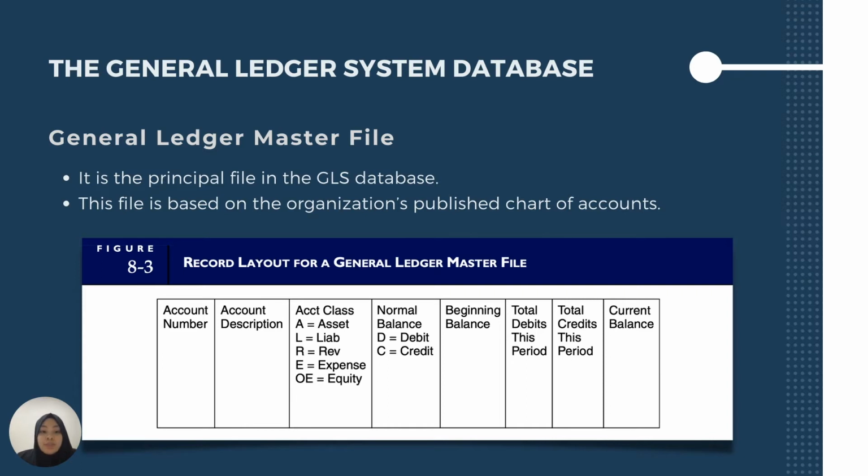Next, Figure 8-3 illustrates the structure of a typical general ledger master file. This is an example of it, as you can see in the picture. The financial reporting system draws upon the general ledger master to produce the firm's financial statements. Not only the FRS uses the general ledger master file, but also the management reporting system, where it is used to support internal information reporting.